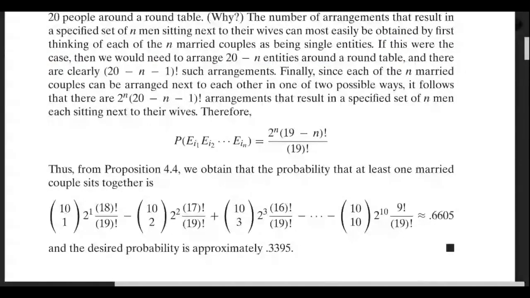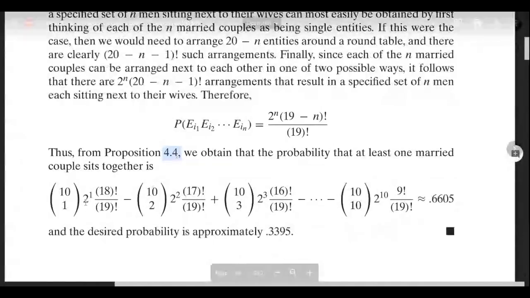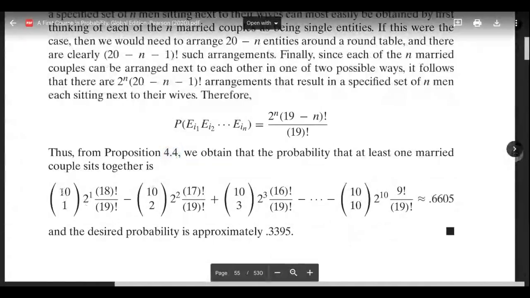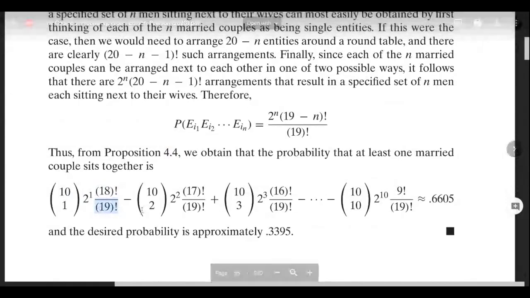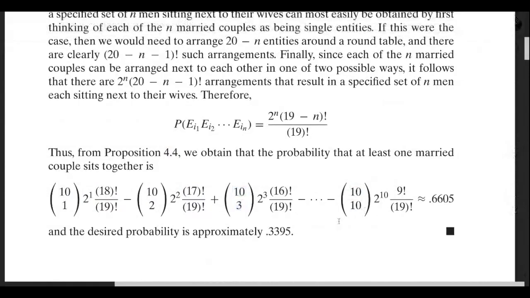So again, from proposition 4.4, we have the probability. Out of 10 pairs, choose 1, 2 raised by 1, 18 factorial divided by 19 factorial. This is applying the proposition. Out of 10, choose 2. Out of 10, choose 3. Out of 10, choose 10. And the probability is about 34%.